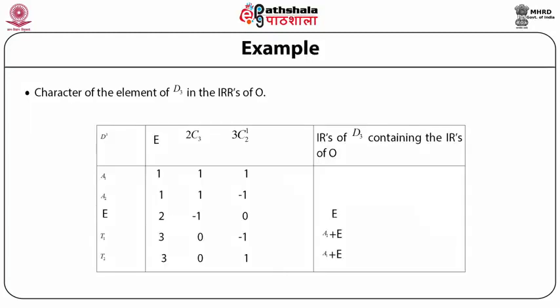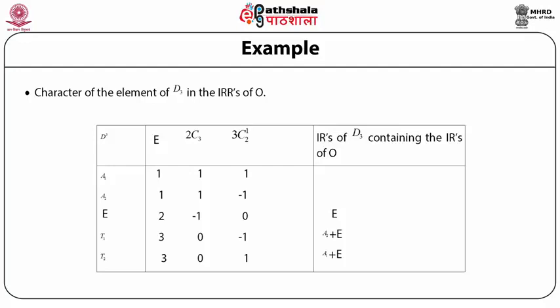Now look at the character table of the group O. Then look in the group O, how does the character table of these elements of D3 look? For example, the group O has 24 elements, but D3 has 6 elements. So we look at the elements E, 2C3 and 3C2 in the character table of O, and let us see how this character table appears. So we have two one-dimensional irreducible representations, A1 and A2, with the characters 1, 1, 1 and 1, 1, minus 1 respectively. One two-dimensional irreducible representation with characters 2, minus 1, 0, and two three-dimensional ones, T1 and T2.